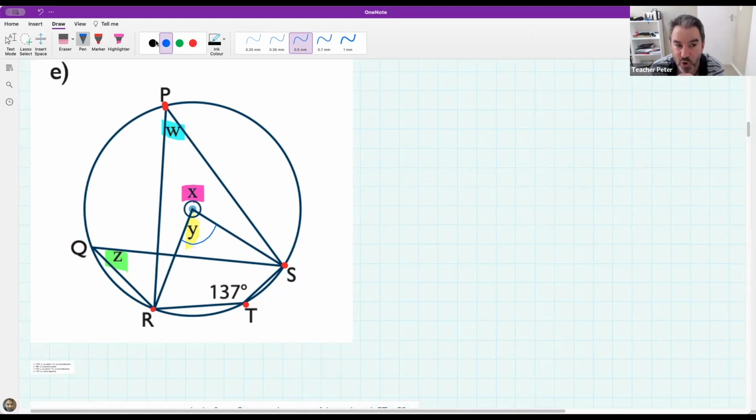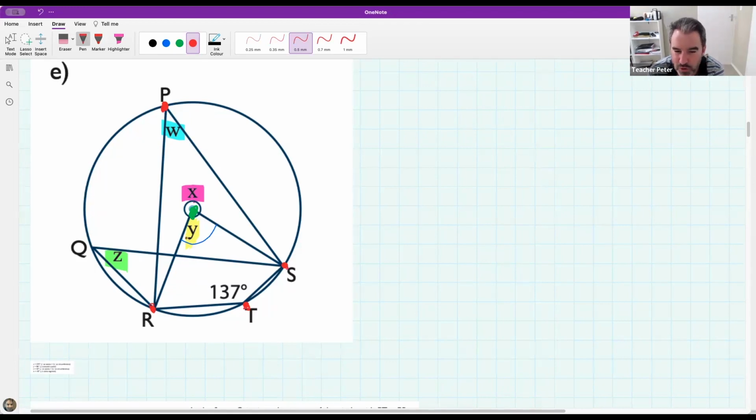Okay, almost. Here's the sneaky thing, guys. Can you see this point over here? Is that point on the circumference? No, that's the center of the circle. So the problem is, to use the cyclic quad theorem, you need to have 4 points on the circumference.